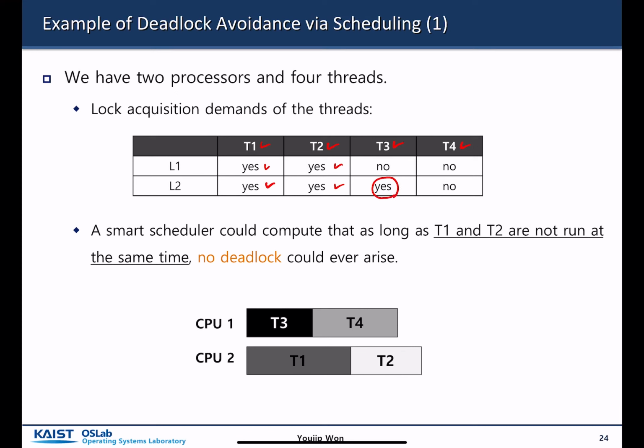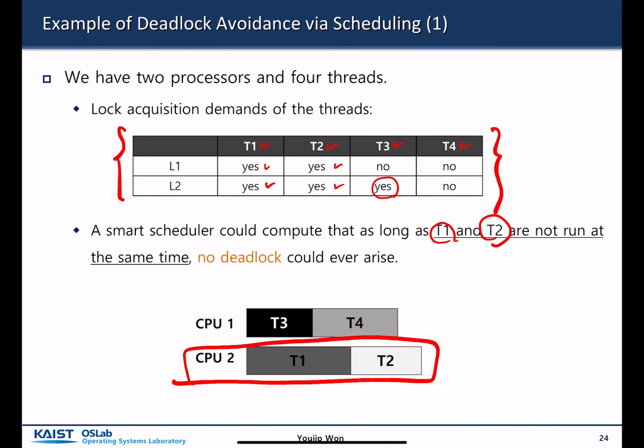To avoid any deadlock, the smart scheduler can observe the lock acquisition scenario, and then make sure that T1 and T2 are not run at the same time. And then no deadlock could ever arise. The best way to do that is to not assign thread 1 and thread 2 to different CPUs. We can assign thread 1 and thread 2 to the same CPU like this. Using this approach, we can avoid deadlock.